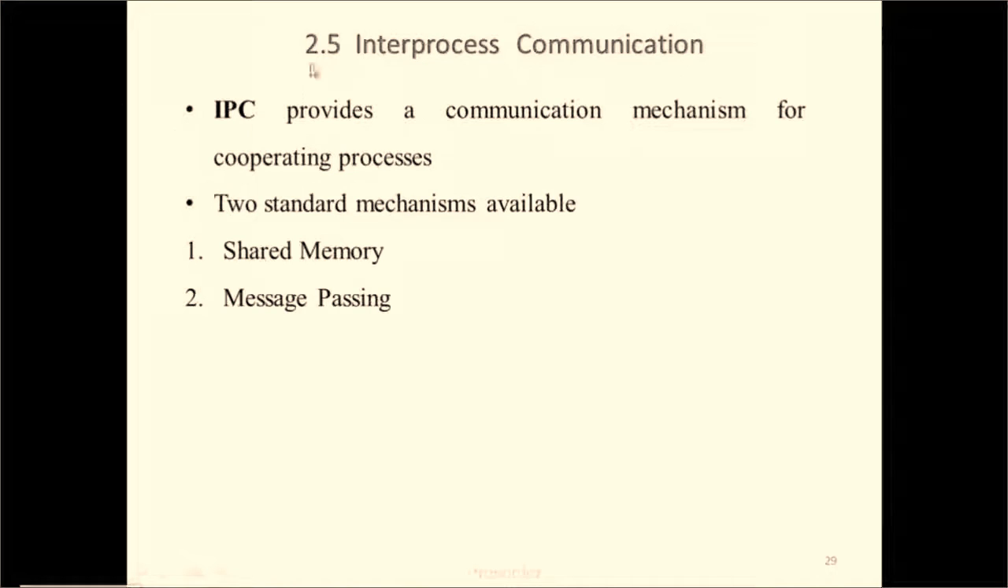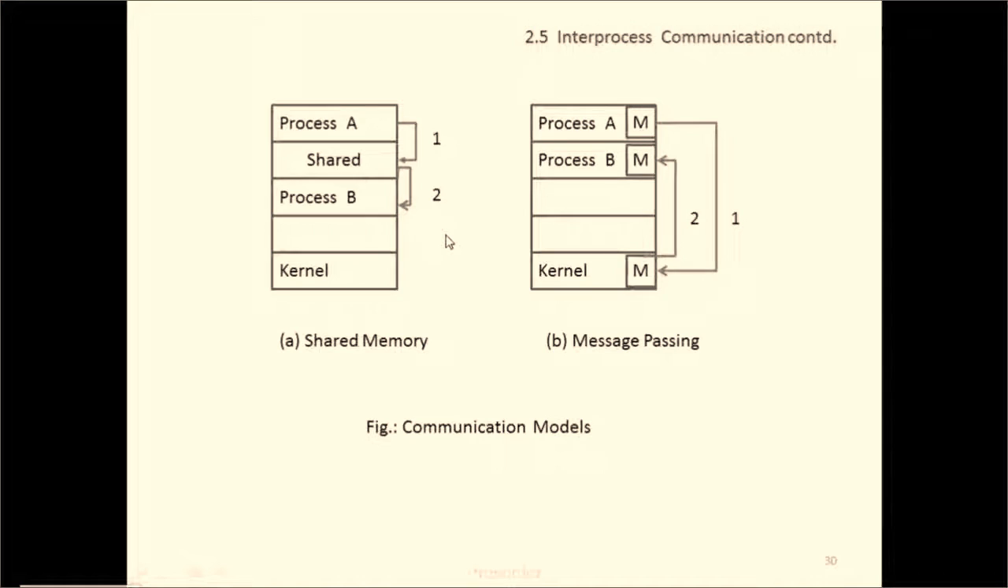Now let's move on to the next bit in unit 2.5, inter-process communication. This inter-process communication is popularly called IPC. IPC provides a communication mechanism for cooperating processes. There are two standard mechanisms available for IPC. One, shared memory. Two, message passing. Let's see what these are.